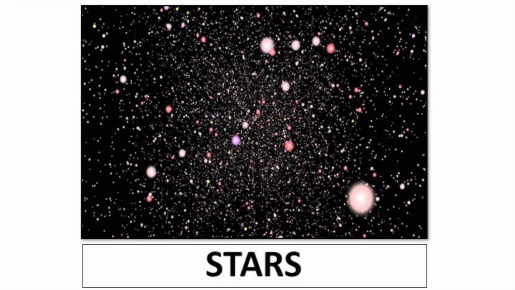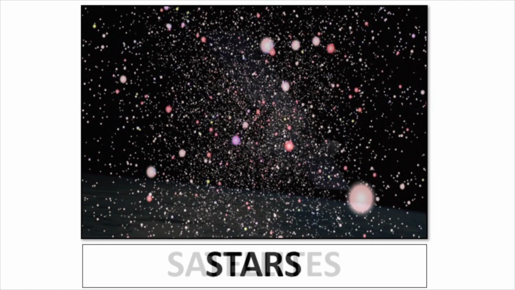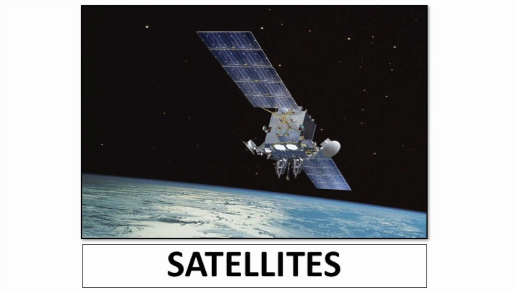Stars. There are literally billions of different stars in the solar system, and you can see examples of some here. And finally, satellites. Yes, these are the objects that are man-made, and we send them into space because we want them to take pictures and find information of other planets. So these are an example of satellites that are found in our solar system.